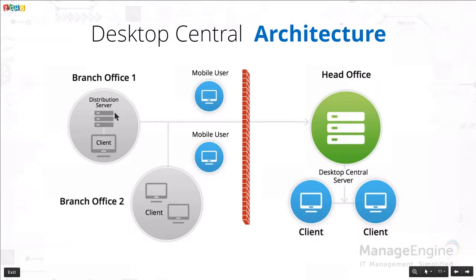If you have any branch offices, then you can have distribution servers placed for bandwidth control. They replicate the data from the main office to the local client machines there. They can also help you push the agents on the remote office. You can even manage mobile users and roaming users who work from home or travel over the internet by doing NATing on your firewall, that is, network address translation. So you can manage local office machines, branch offices, as well as roaming users using Desktop Central.